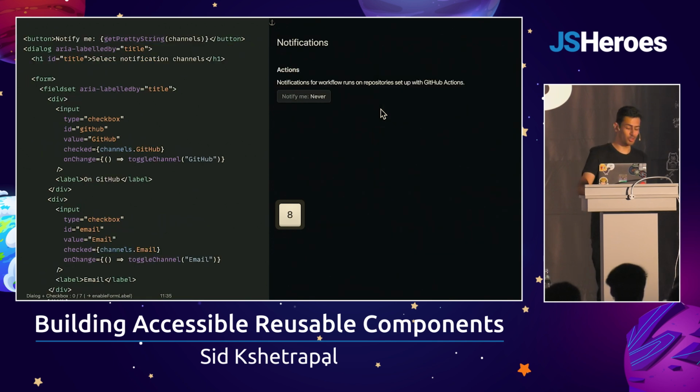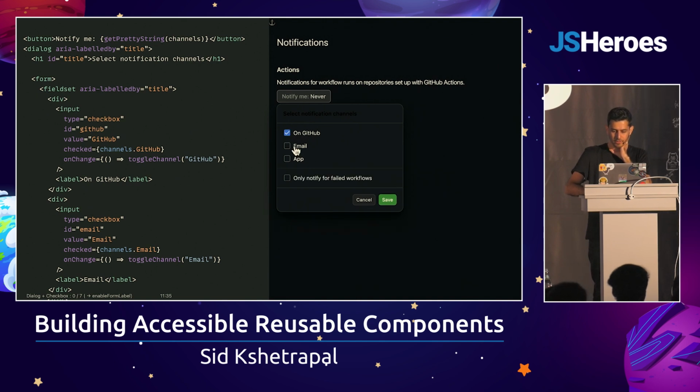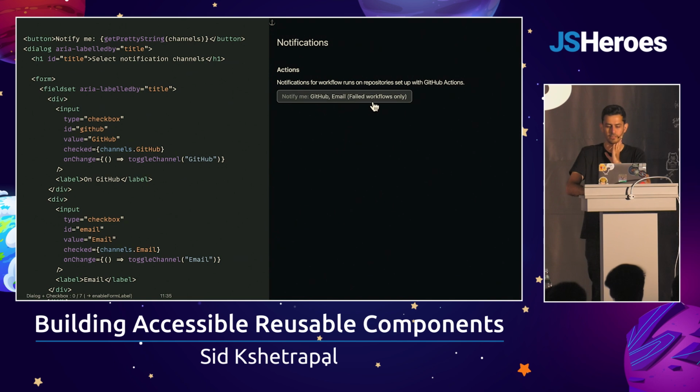I'm going to look at time. I'm doing very poorly on time, so I'm going to be very, very fast. All right. Next, I have something that's not properly dark themed, but I have this notification settings thing from GitHub. What it does is that you can enable some of these settings. So I want to be notified, let's say, on GitHub, on email, and only notify when something fails. And when I save it, it updates the button as well.